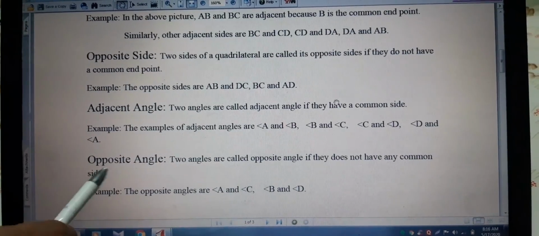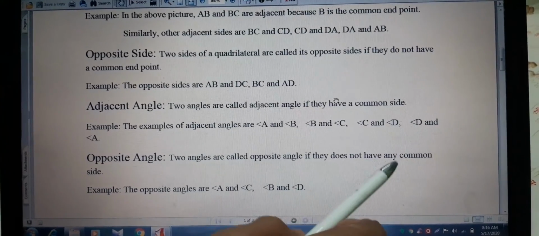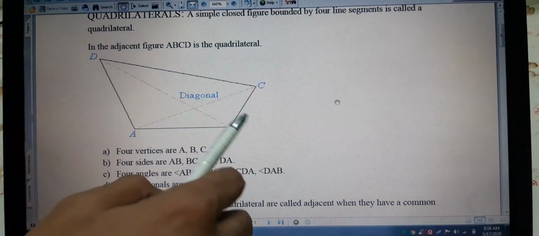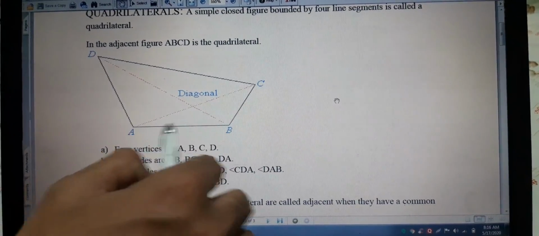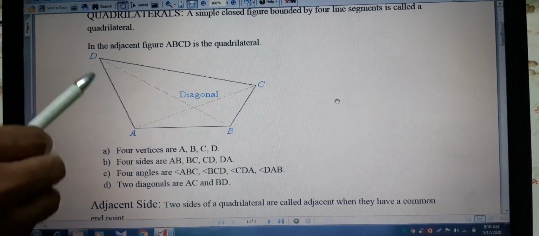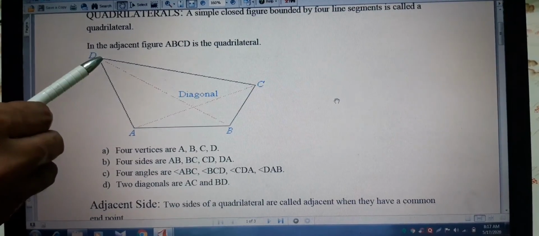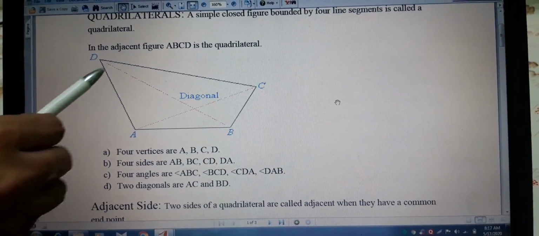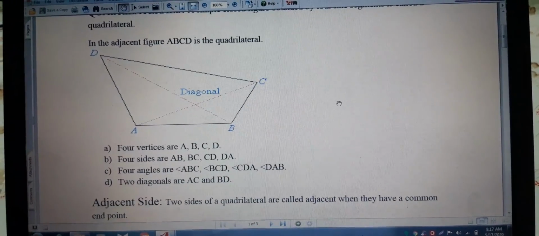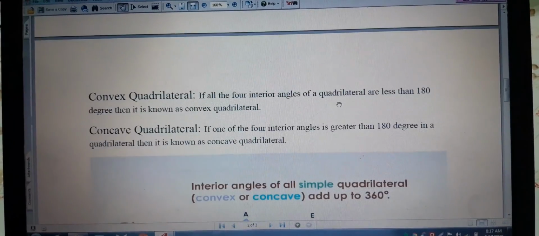Next point is opposite angle. Two angles are called opposite angles if they do not have any common side. Just see, here is angle B, so we can call it ABC. The sides are AB and BC. But in the case of angle ADC, just opposite to angle B is D. So for angle ADC, the sides are AD and DC. So they do not have any common side. These two angles are known as opposite angles.